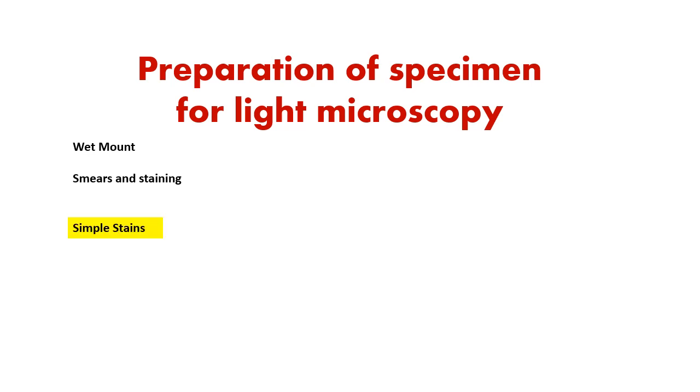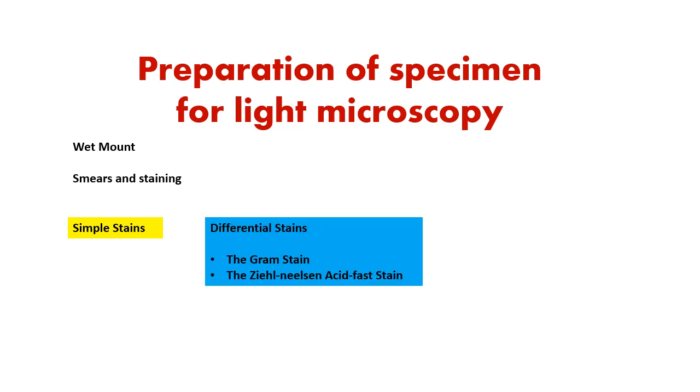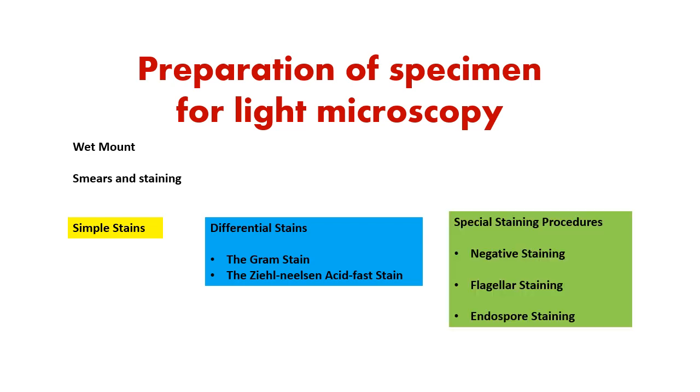Staining can be either simple or differential. Differential staining is when you are able to differentiate between the organisms. Like by using gram stain you can group the organism into parts. It may be gram positive or gram negative, and using acid fast staining you can differentiate the organism, either it is acid fast or not. Apart from these two staining, there may be some special staining methods like negative staining, flagellar staining, and endospore staining.